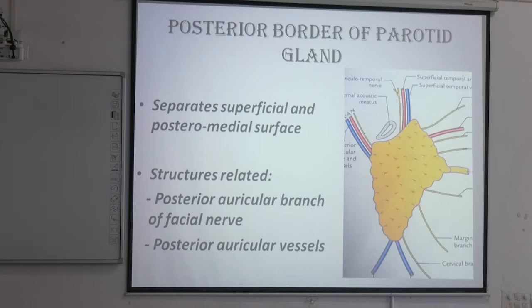Now, the posterior border of the parotid gland separates the superficial and posteromedial surface. Structures related are the posterior auricular branch of the facial nerve and the posterior auricular vessels.